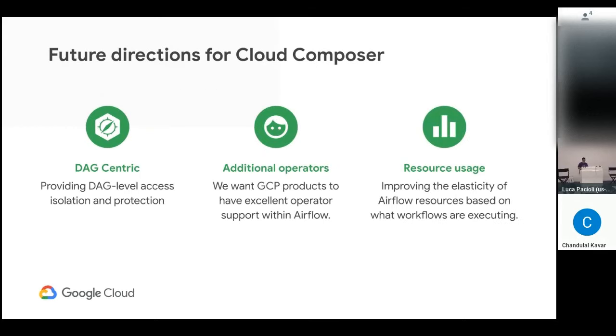Specifically for people who care about Cloud Composer, one thing we're working on is to really make Composer tag-centric. So we want workflow or tag level access, isolation, and protection. Certainly, as I mentioned earlier, adding more GCP operators, and making sure that those GCP operators work well with Composer. The last thing is resource elasticity. We want to be able to spawn and essentially consume resources at need. When you don't need a resource, you don't consume anything.